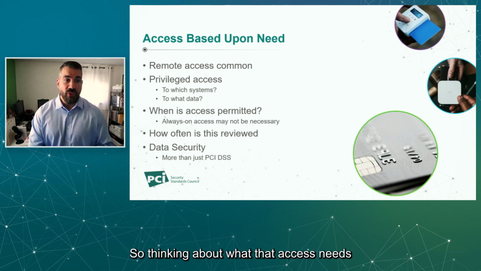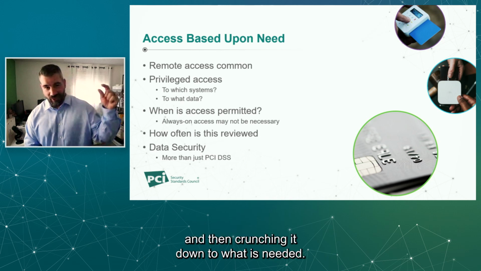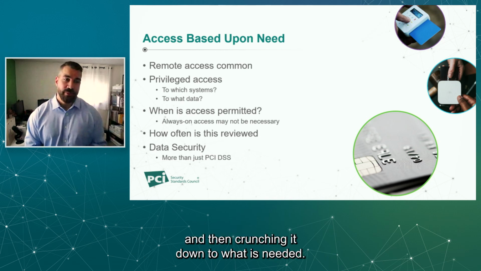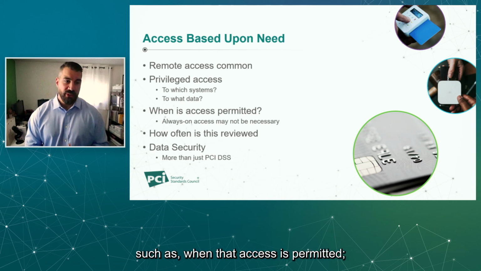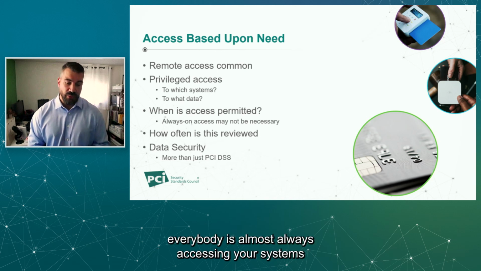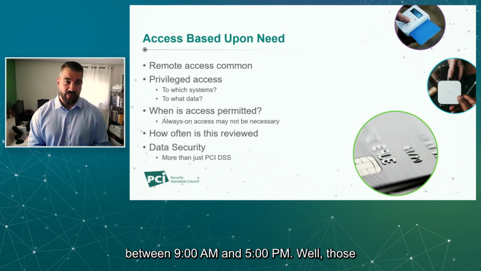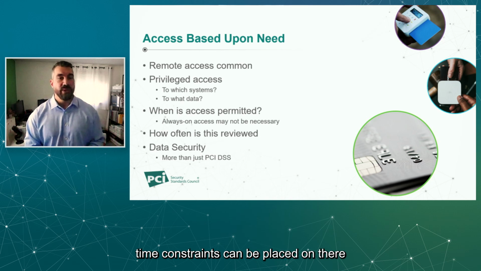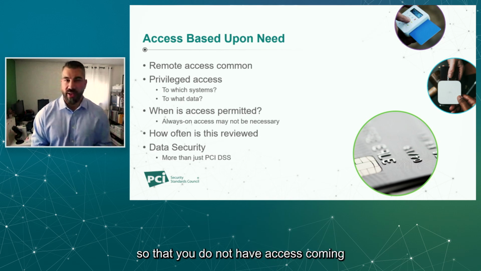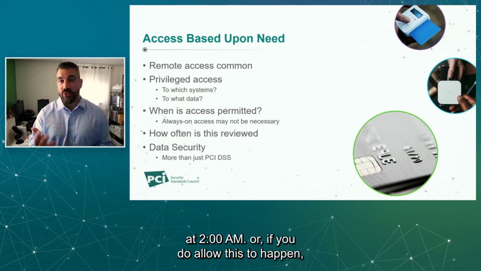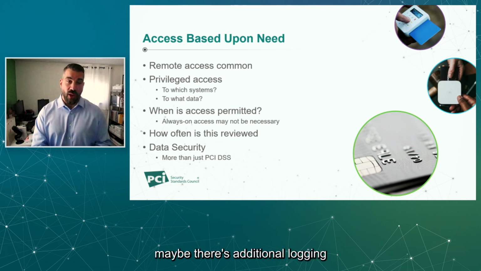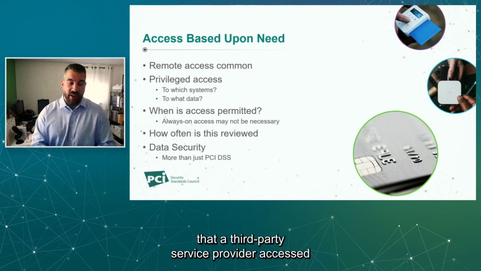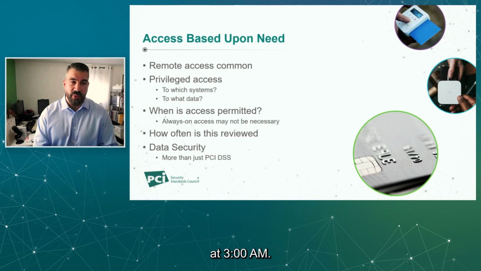So think about what that access needs, and then crunch it down to what is needed. Additional controls can be made, such as when that access is permitted. If everybody is almost always accessing your systems between 9 a.m. and 5 p.m., well, those time constraints can be placed on there so that you do not have access coming at 2 a.m. Or if you do allow this to happen, maybe there's additional logging and alerting functions to say that a third-party service provider accessed 20 of your systems last night at 3 a.m. Maybe that raises an eyebrow.